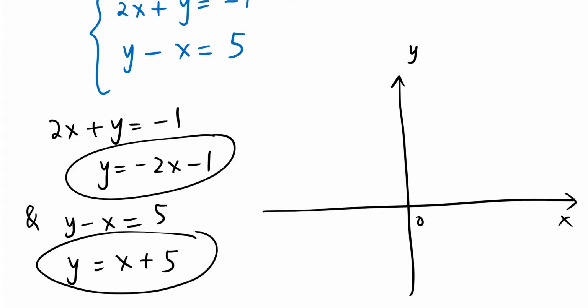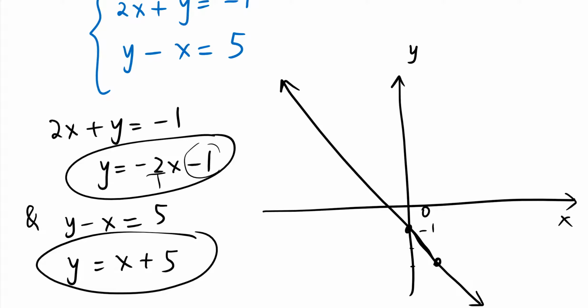x, y, 0, give yourself enough space. The first line has y-intercept -1, so it's a -1 here. The slope here is -2/1, so 2 units down, 1 to the right. So that's the first straight line. The next one, the y-intercept is 5: 1, 2, 3, 4, 5. The slope is 1/1, so 1 to the right.